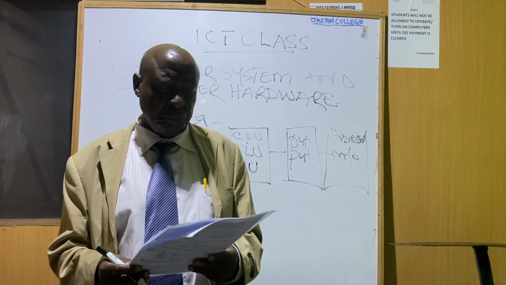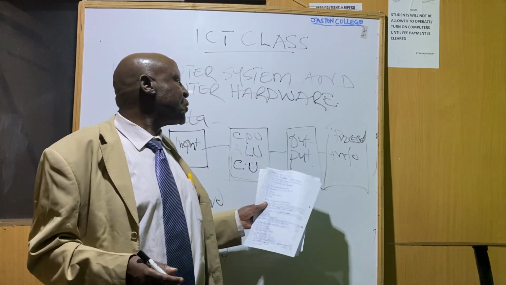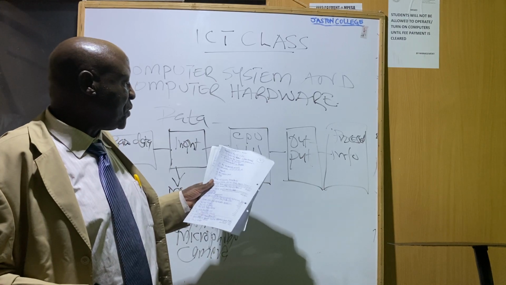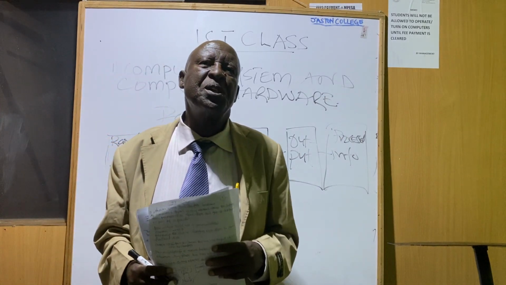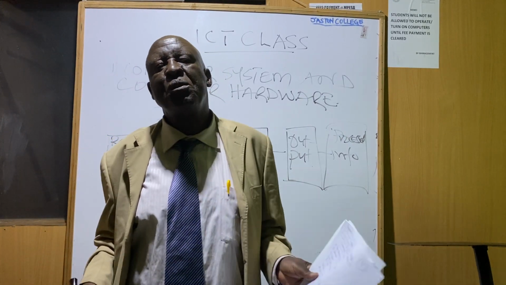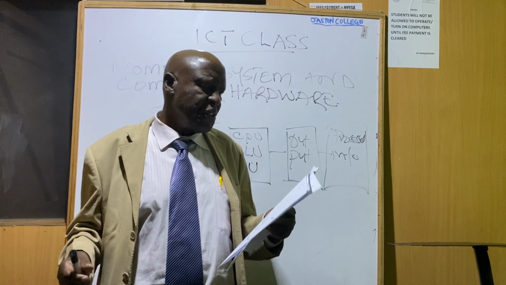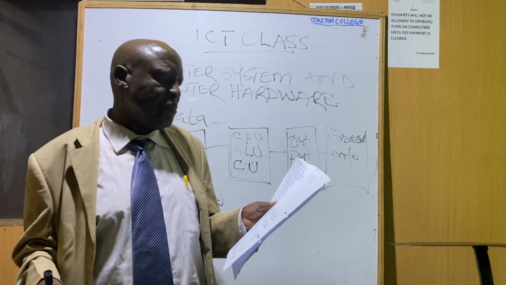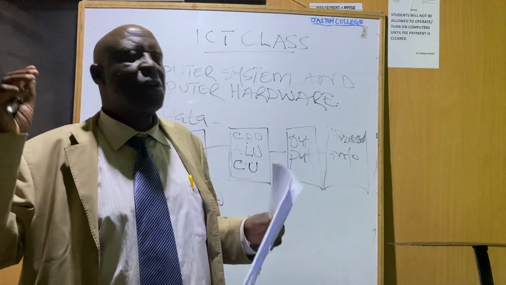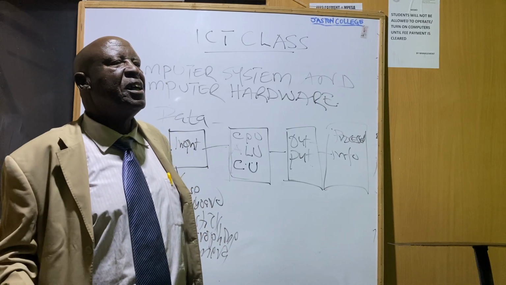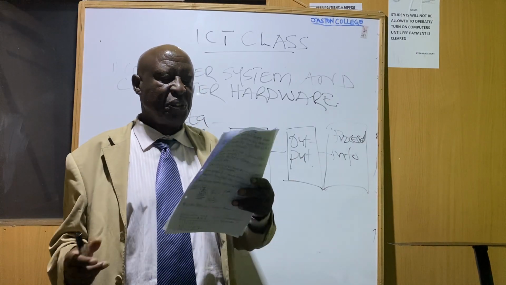Also, despite the fact that a computer stores information, we also have information which can be stored outside the computer, and later it can be input into the computer. We call such information stored outside a backup. Those are secondary storage devices, like diskettes. They can store information and can be used at a later date.